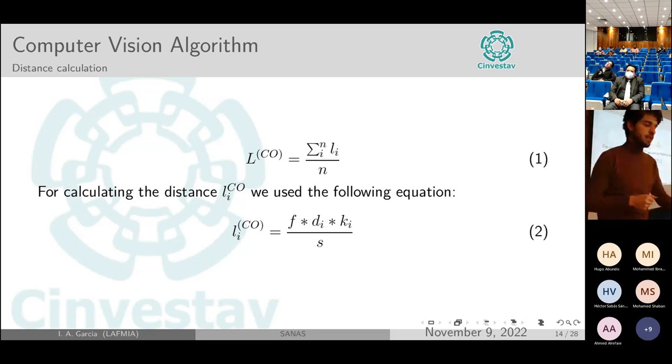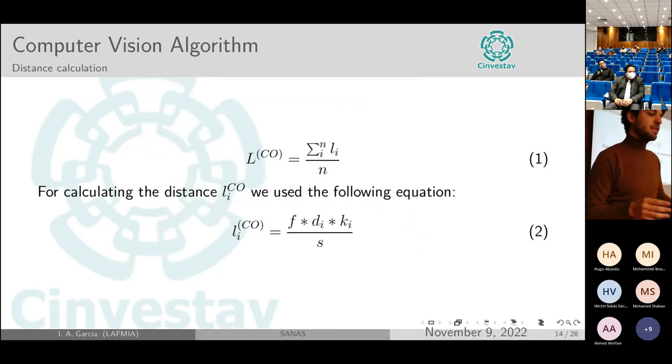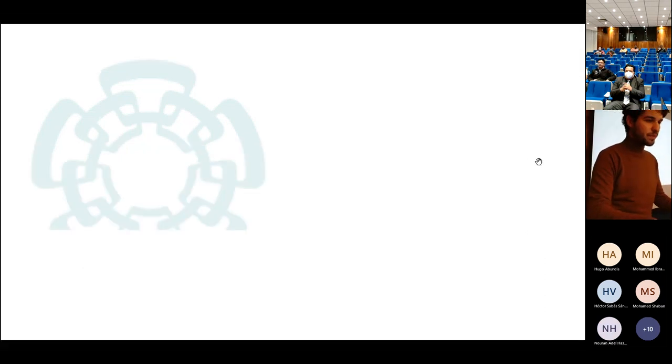But since it's an experimental approach, it must be corroborated with the real data that we are getting. And D is the actual distance between these lights, the one that we know on the surface. And K is a factor given by a ratio, that is the distance in pixels between each of these lights divided by the size of the frame.